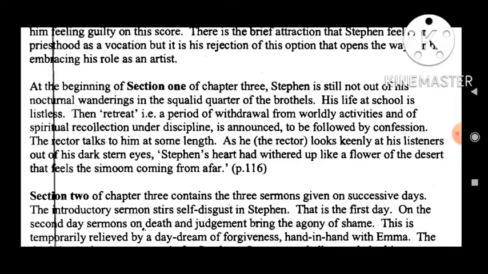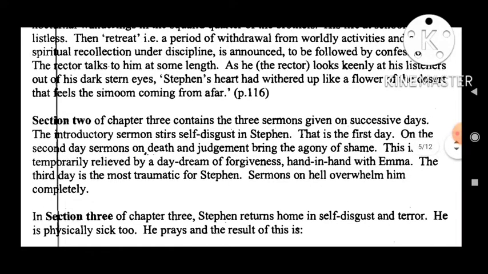The retreat, the period of withdrawal from worldly activities and of spiritual recollection under discipline, is announced, to be followed by confession. The rector talks to him at some length. As he looks keenly at his listeners out of his dark, stern eyes, Stephen's heart withered up like a flower of the desert that feels the simoom coming from afar. Section 2 of chapter 3 contains the three sermons given on successive days.